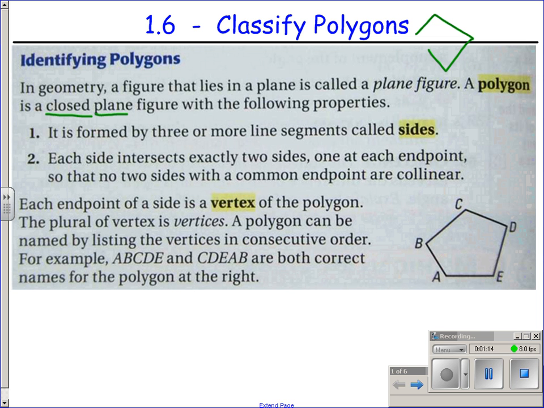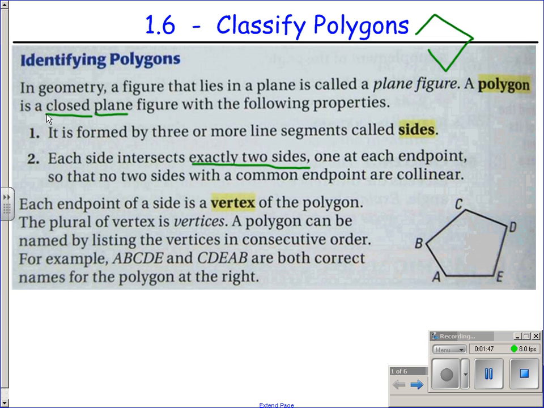Formed by three or more line segments called the sides. Each side intersects exactly two sides. So what you're not going to have is something like this. If you got side CE, this thing would not be considered a polygon because there's three segments at that one vertex. It's supposed to be each side intersects exactly two other sides.